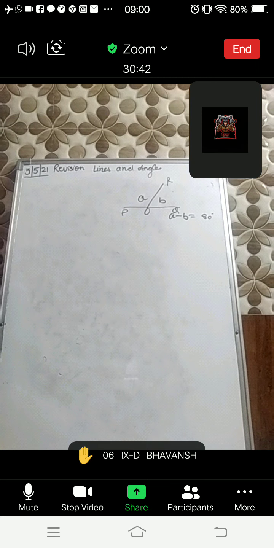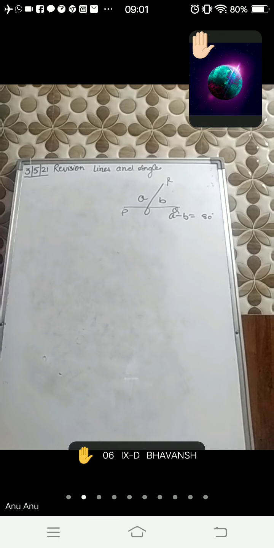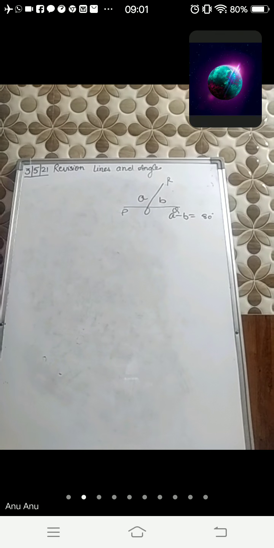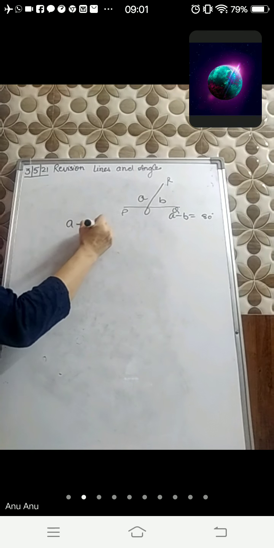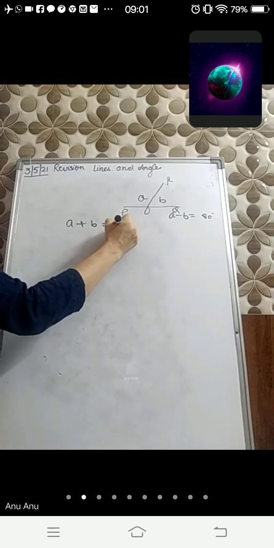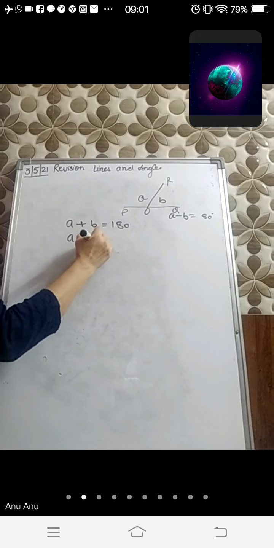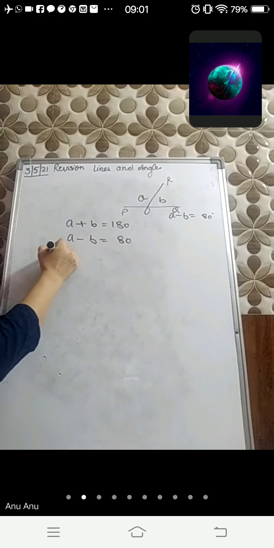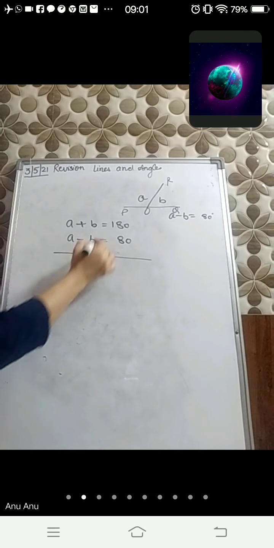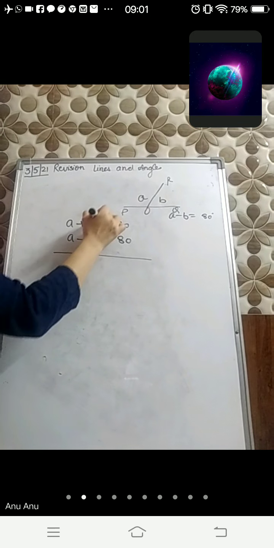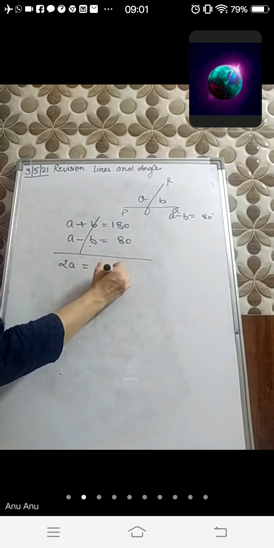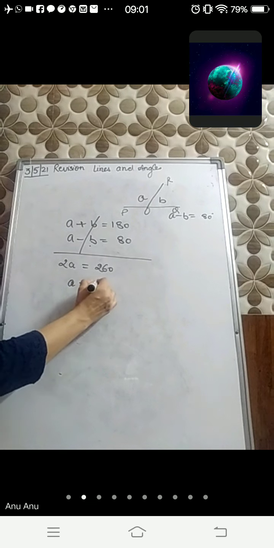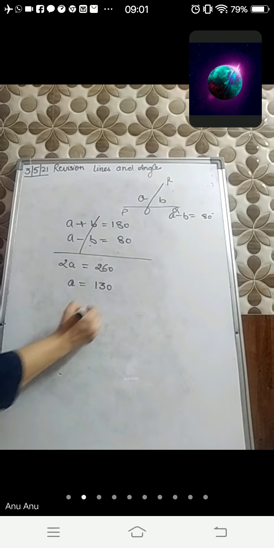Okay. The difference of two angles is given as 80, and POQ is forming a straight line. If this is a straight line, then the sum of these two angles must be 180, and the difference of these two angles is given as 80. If you add these two equations, this is plus B, this is minus B, they will cancel out. 2A is equal to 260, A is equal to 130.